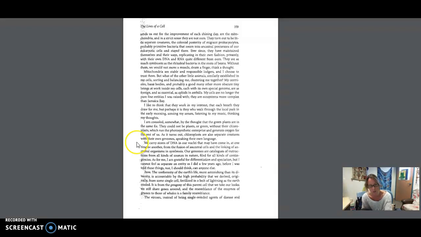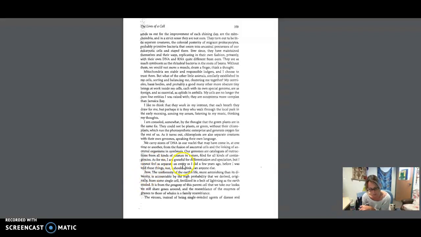I'm really curious about the word genome, because I'm like, okay, what does genome mean? I'm trying to figure out what the word genome means without stopping and looking it up. But it reminds me of DNA and RNA, which were mentioned earlier. So it says here, our genomes are catalogs of instructions from all kinds of sources in nature, kind of like our filing system and how we learn, how we integrate with our environment.